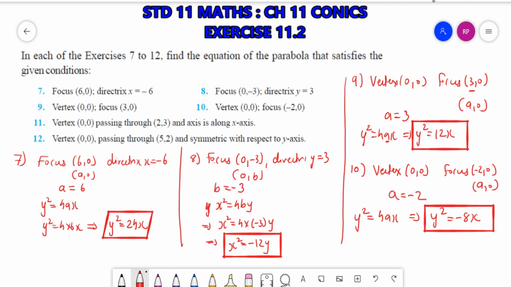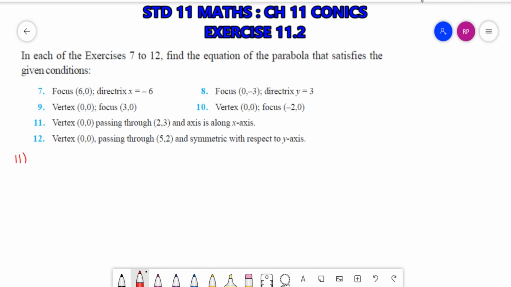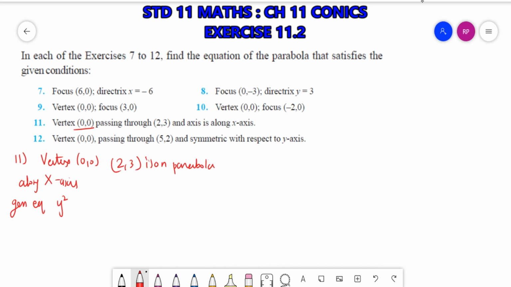Now let's see the next question, that is the 11th. Question number 11. Vertex given is (0, 0), passing through the point (2, 3), meaning (2, 3) is on the parabola, and the parabola is along the x axis. Now as it is along the x axis, the general equation will be y square equal to 4ax.